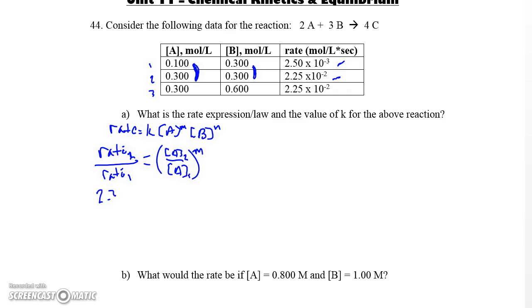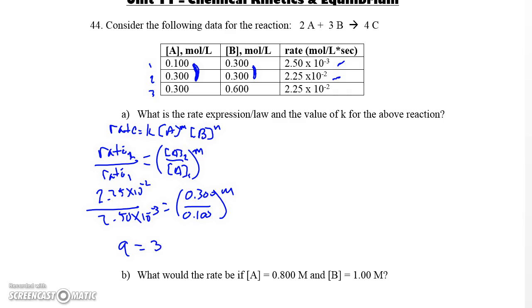So I'm going to take 2.25 times 10 to the negative second over 2.50 times 10 to the negative third. And that's going to give us 9, and that's going to equal 0.300 over 0.100 raised to the m. So that's going to equal 3 raised to the m. 3 raised to what will give you 9? Well, 3 squared will give us 9. So we know that m is 2.